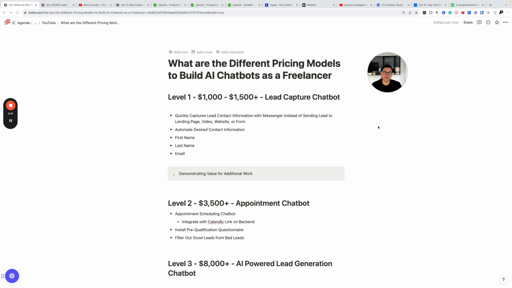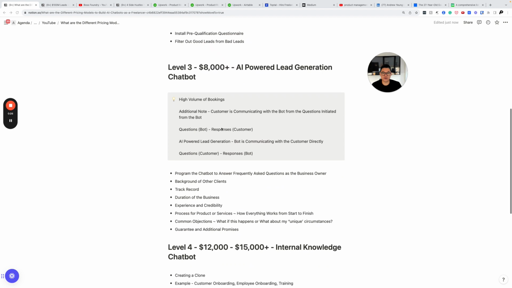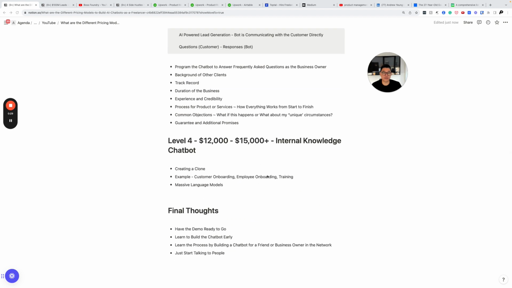Well, let's talk about the different things that chatbots can actually do before I run you down through level 1, level 2, level 3, level 4, and my final thoughts.